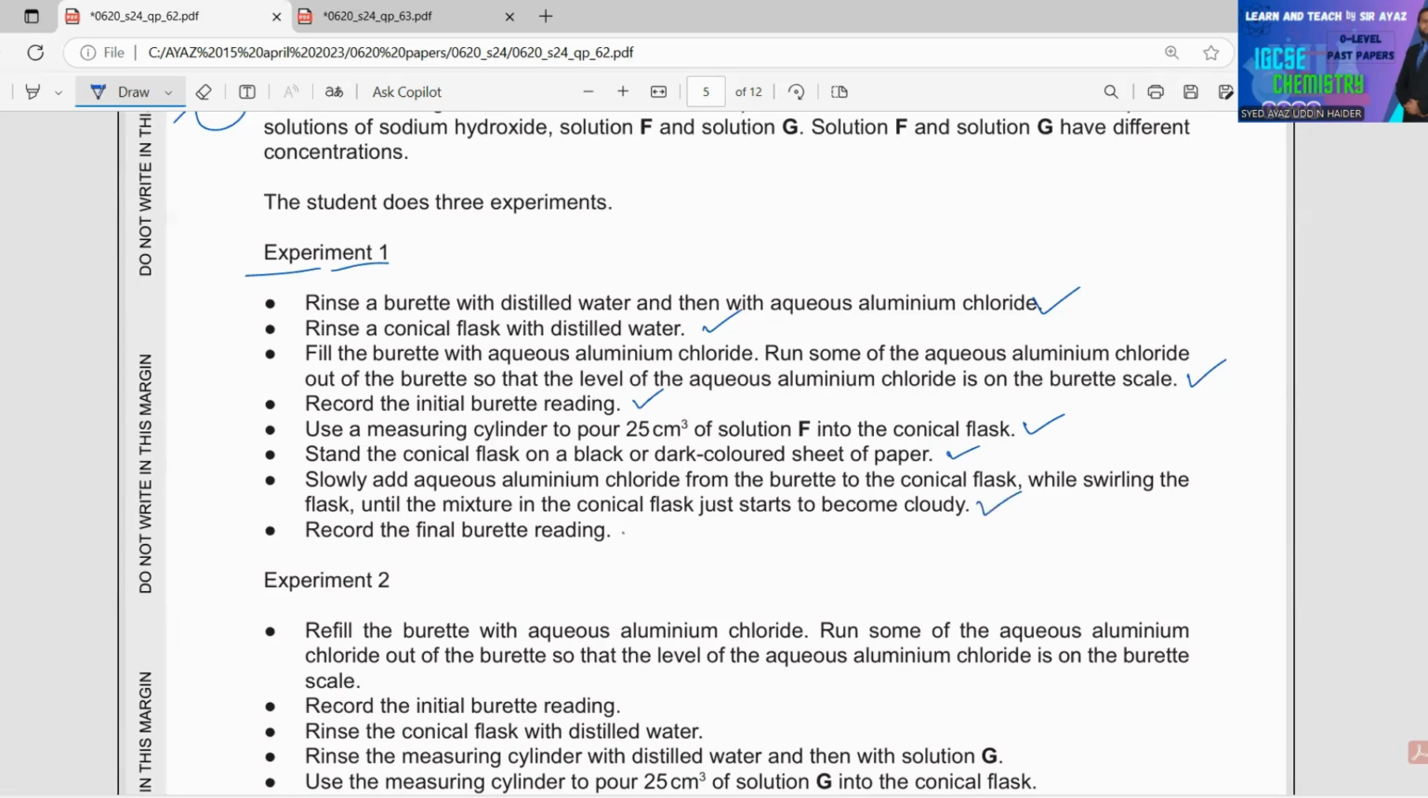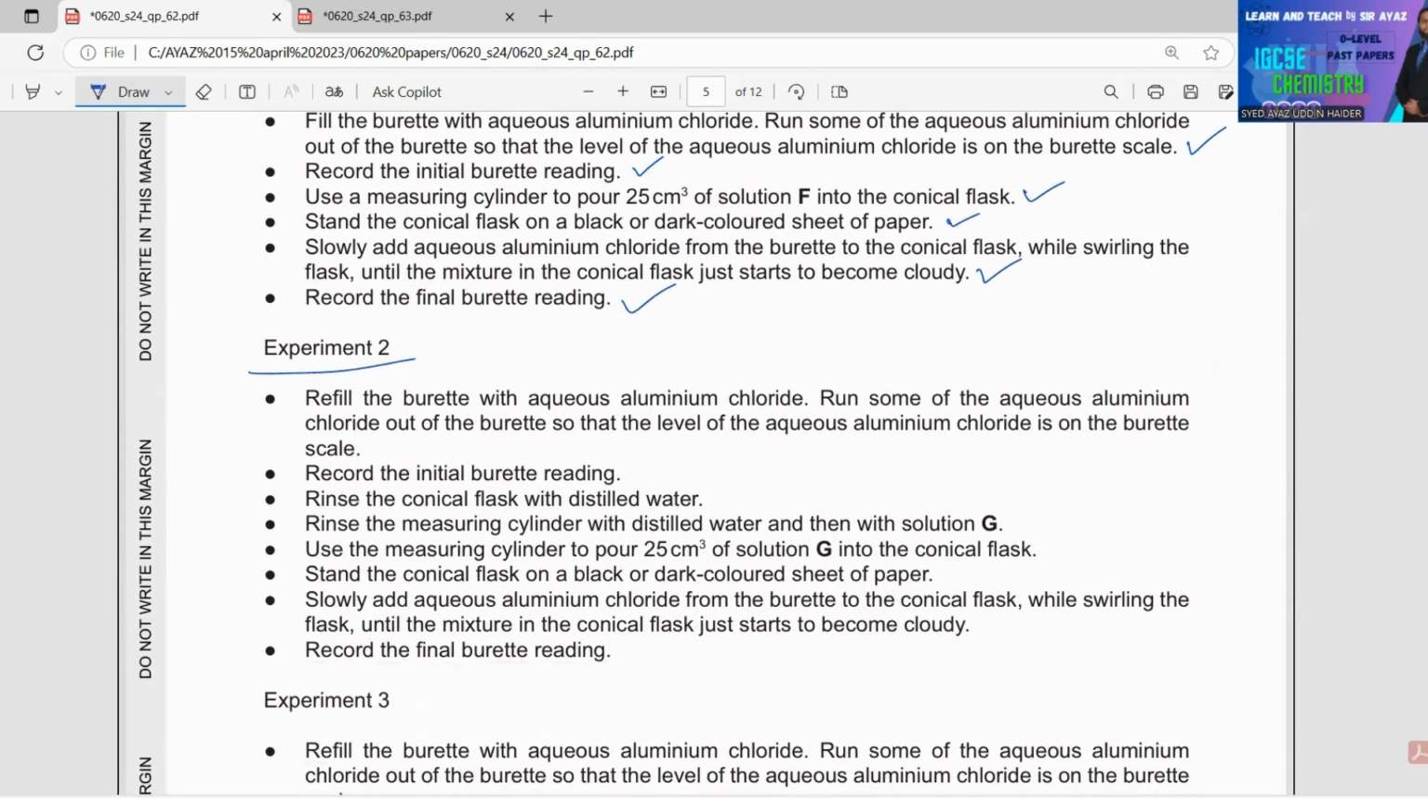Experiment 2. Refill the burette with aqueous aluminum chloride. Run some of the aqueous aluminum chloride out of the burette so that the level of the aqueous aluminum chloride is on the burette scale. Record the initial burette reading. Rinse the conical flask with distilled water. Rinse the measuring cylinder with distilled water and then with solution G. Use the measuring cylinder to pour 25 centimeter cube of solution G into the conical flask. Stand the conical flask on a black or dark colored sheet of paper. Slowly add aqueous aluminum chloride from the burette to the conical flask while swirling the flask until the mixture in the conical flask just starts to become cloudy. Record the final burette reading.